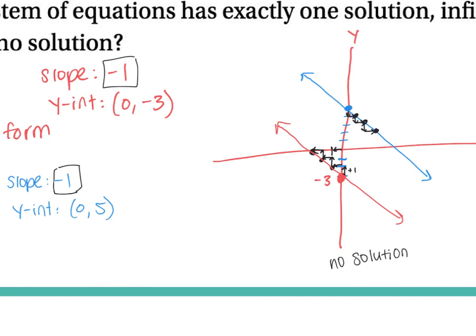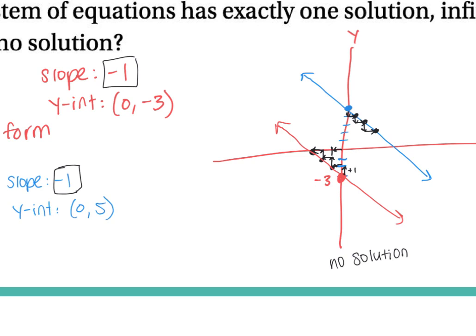Trick question, guys. If they have the same slope and the same y-intercept, how many solutions do we have, Anderson? Infinitely many. Why? They're going to be the exact same line. Very good. So if your slope is the same but your y-intercept is different, we've got parallel lines, right? So no solution. If your slope's the same but you've got two different points, no solution.